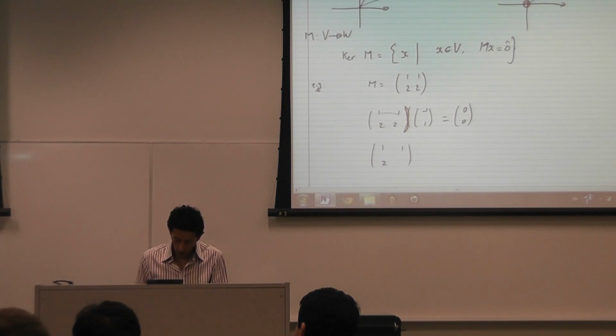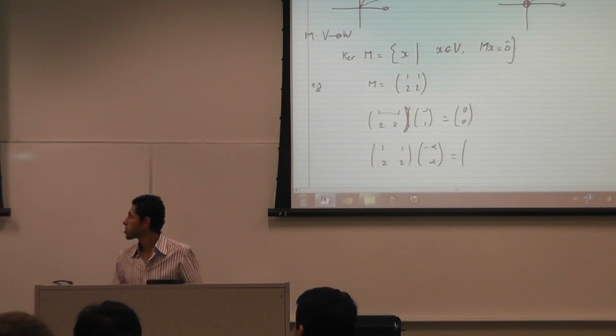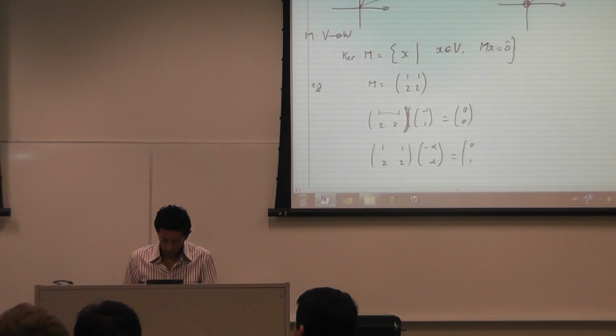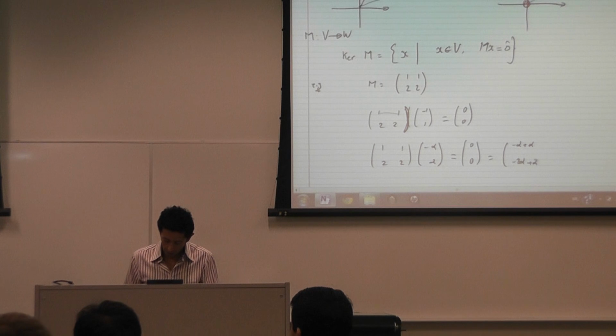Or if I put here negative alpha and alpha, where alpha is any real number, I will also get the 0 and the 0. Because this will be equal to negative alpha plus alpha, negative 2 alpha plus 2 alpha, which is equal to 0.